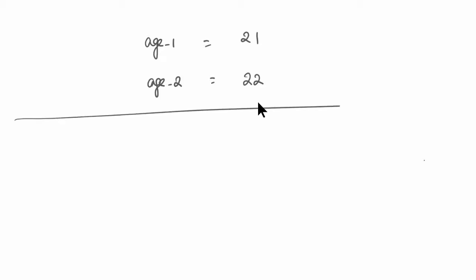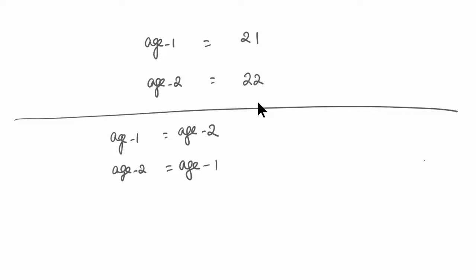Age_1 equals 21, age_2 equals 22. Like I said, there are many ways to do it, but a simple and very intuitive way is, why can't we do something like this? Age_1 equals age_2, and then age_2 equals age_1. Will this work? Let's see.